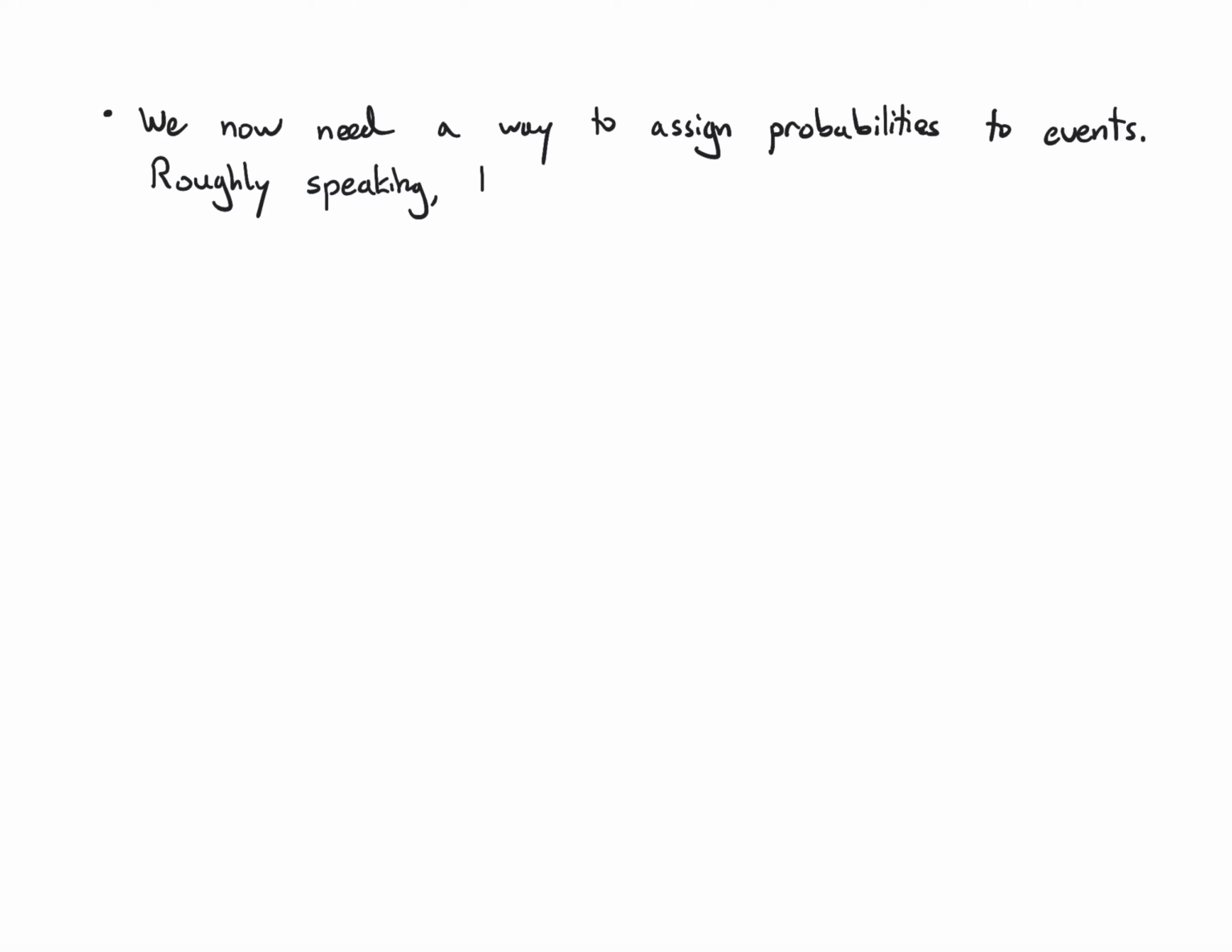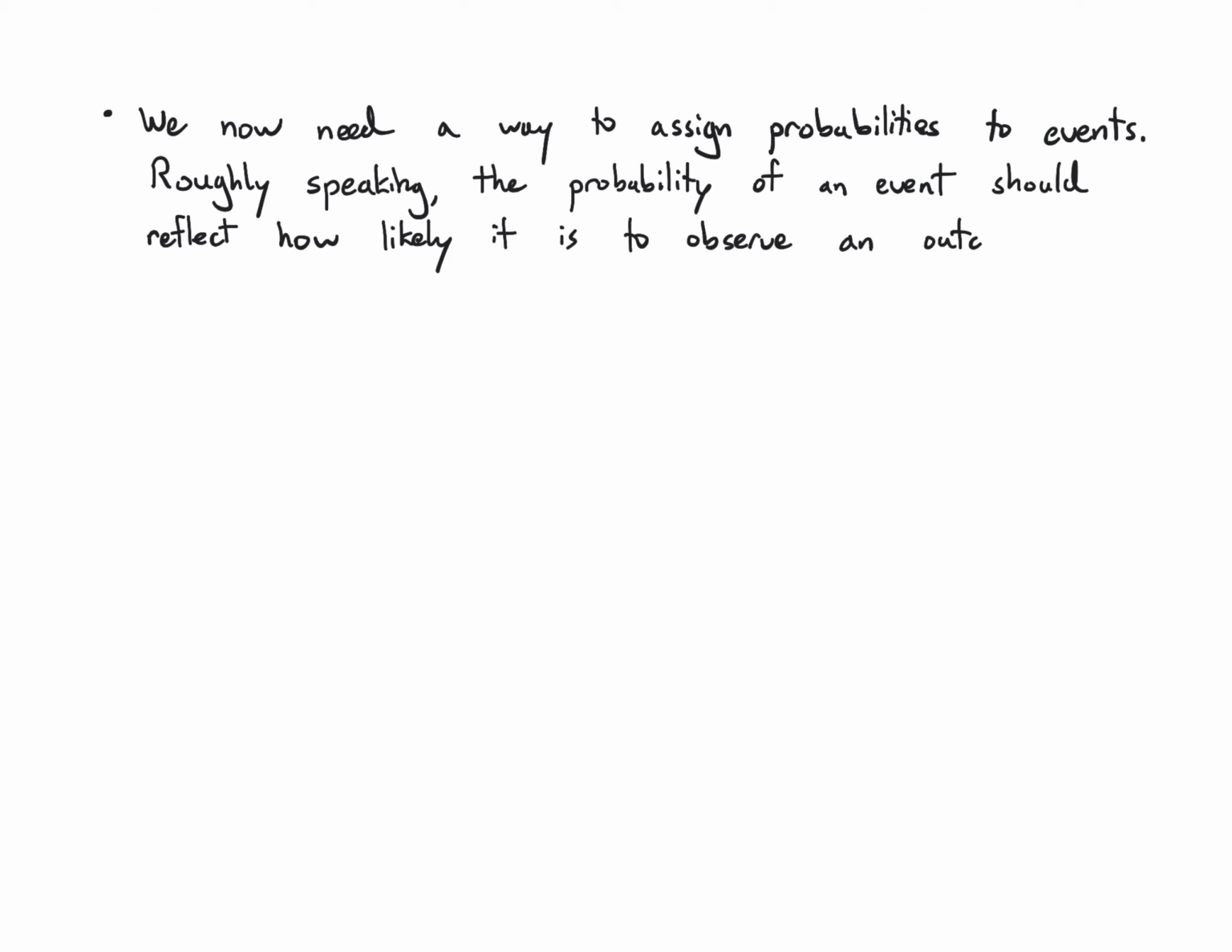Now what we need is a way to assign probabilities to events. Roughly speaking, what we want is that the probability of an event should reflect how likely it is to see an outcome belonging to that event. So if I'm talking about an odd dice roll, then the probability should maybe be half.